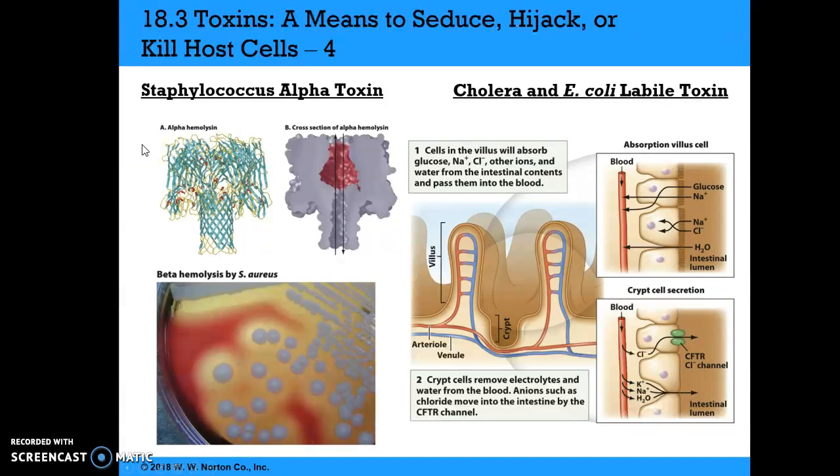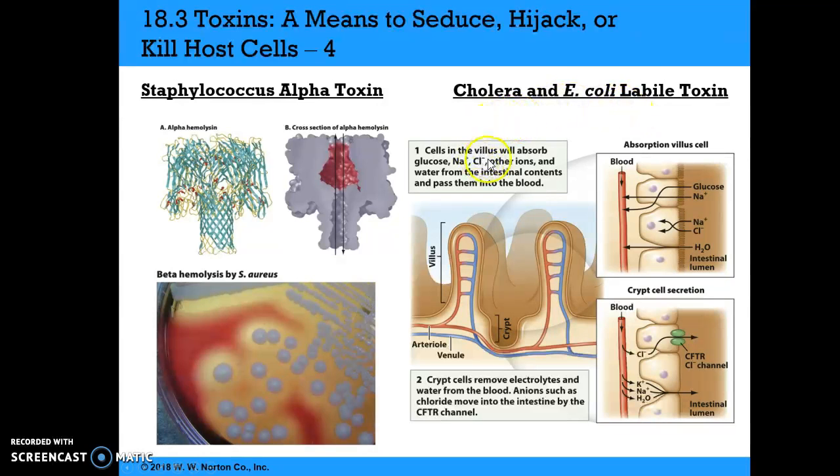Here we see the Staphylococcus alpha toxin. When this toxin actually affects the blood cells, we see something that's called beta hemolysis. This is a relatively clear breakdown of the blood cells. Cholera and E. coli have a labile toxin, which means it can be broken down. The opposite would be a stable toxin.